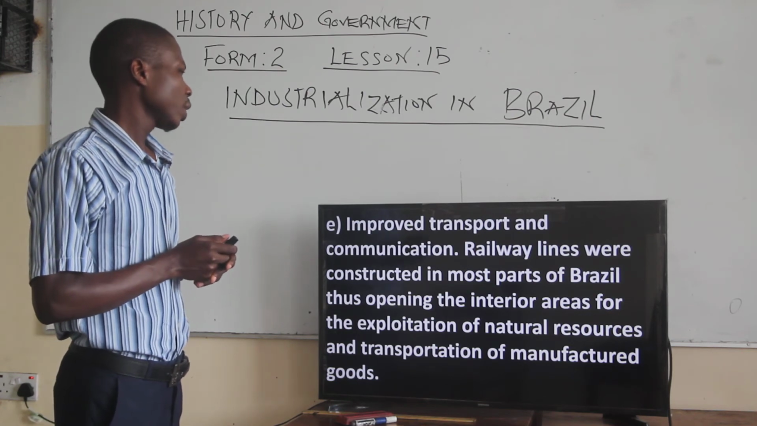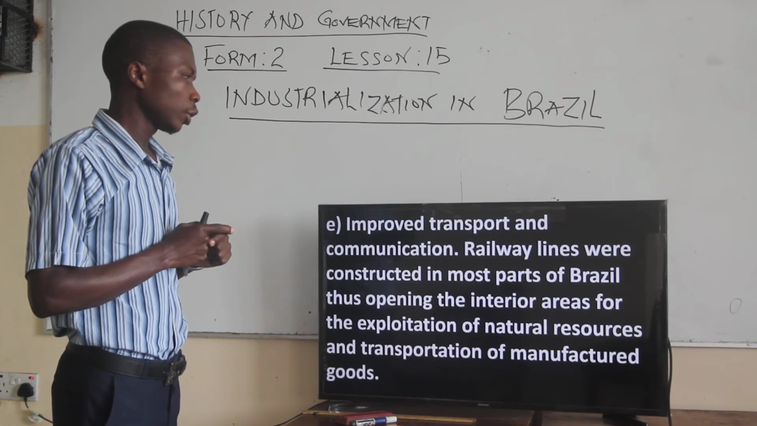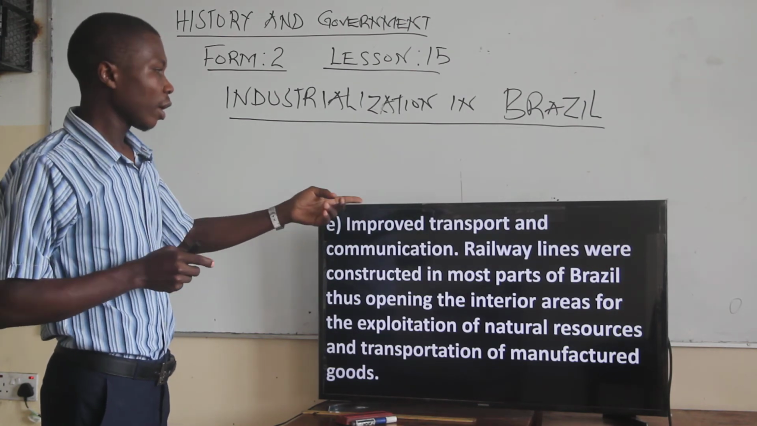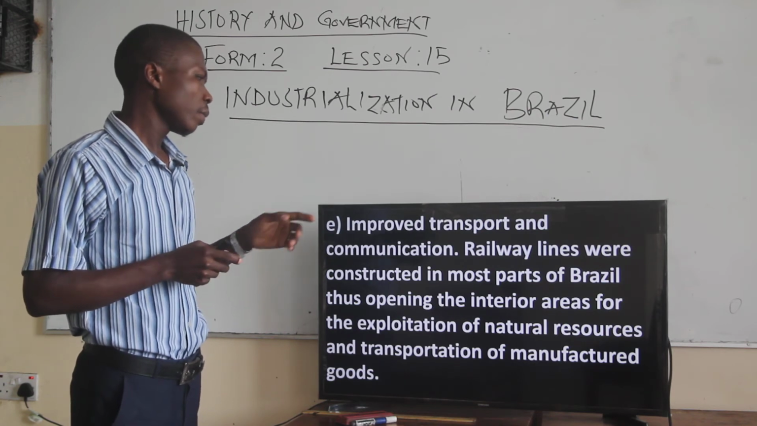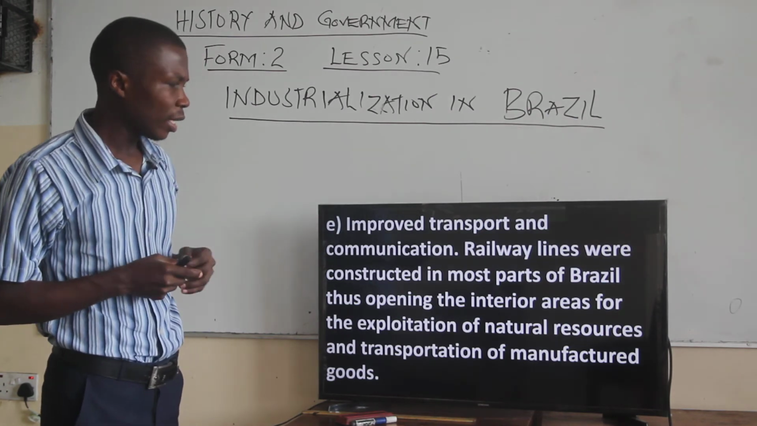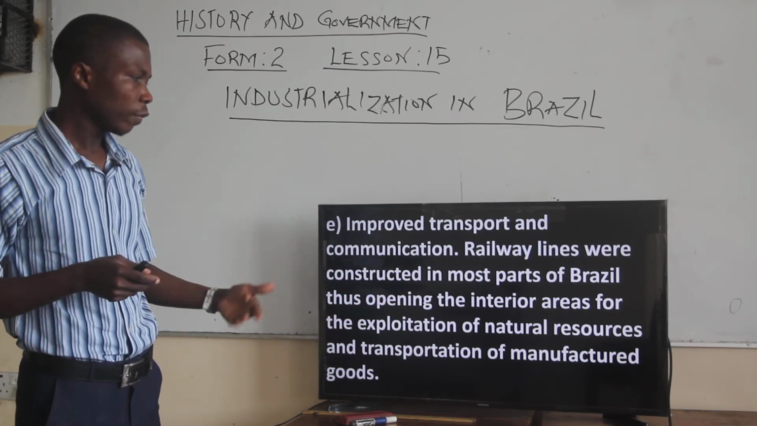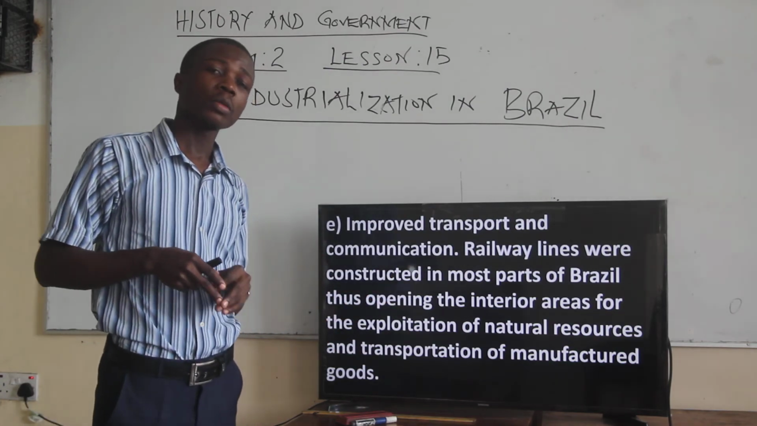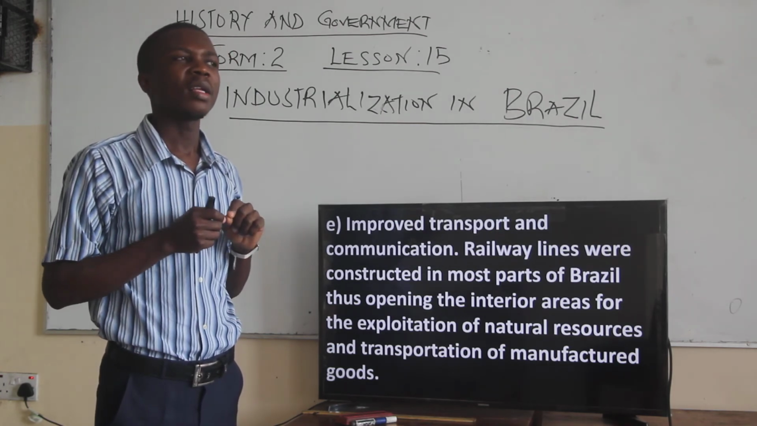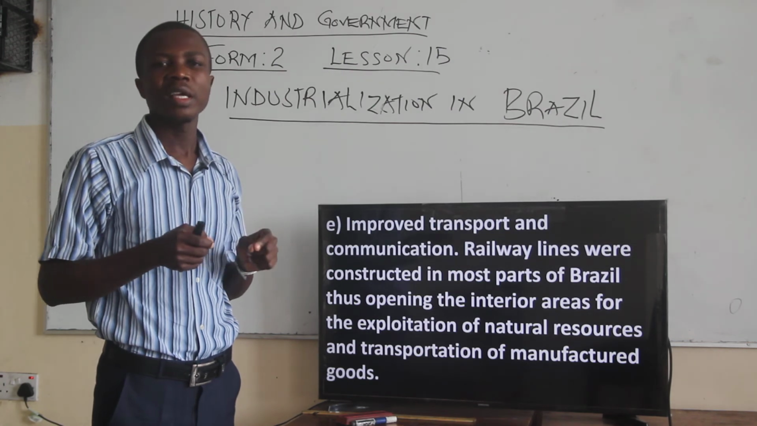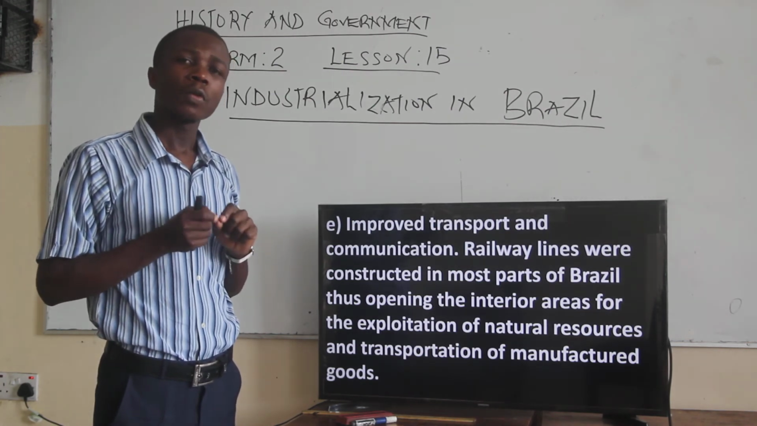Then the next, improved transport and communication. For example, railway lines were constructed in most parts of Brazil, thus opening the interior area, exploitation of natural resources and transportation of manufactured goods. So when we talk about exploitation, it means that these roads would connect the people who are engaged in mining, in business, and in industry to move from one place to another.